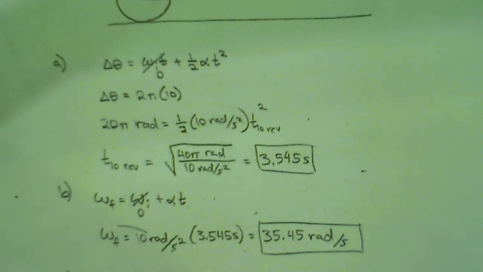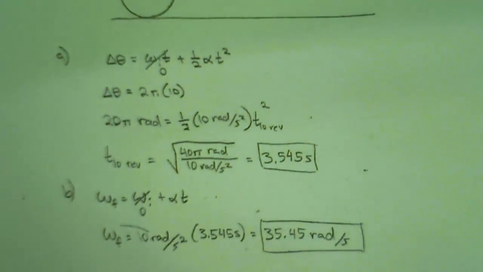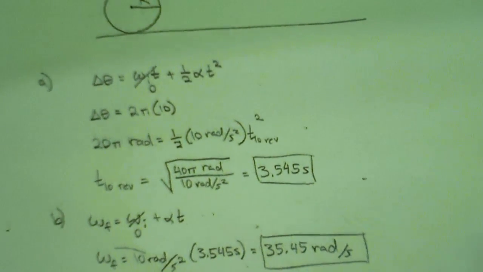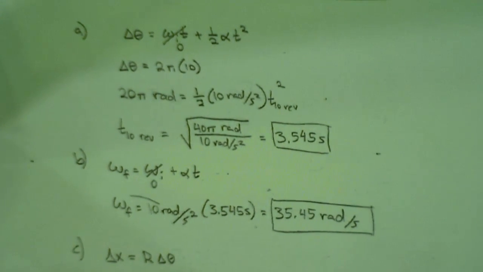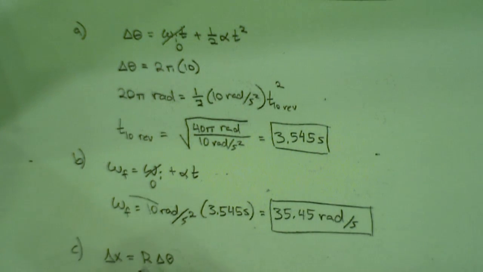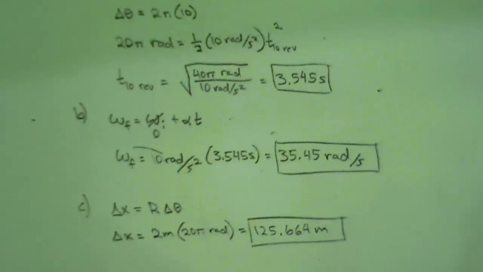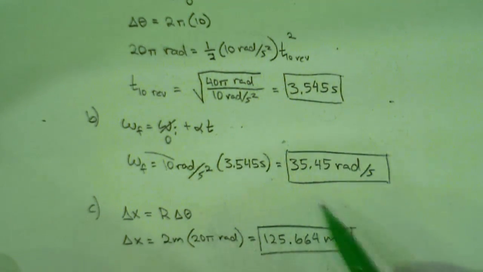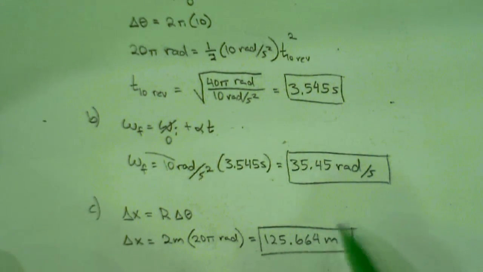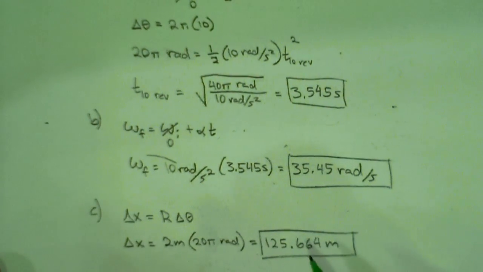And then the last question is to find the total distance that the wheel has traveled. So this has to do with relating linear motion with angular motion. So if you remember this equation, we have delta x is equal to the radius of the wheel times the angular displacement. So we know the angular displacement already was 20 pi radians, and we're given the radius. So doing this, we can find the total distance that the wheel traveled. All right?